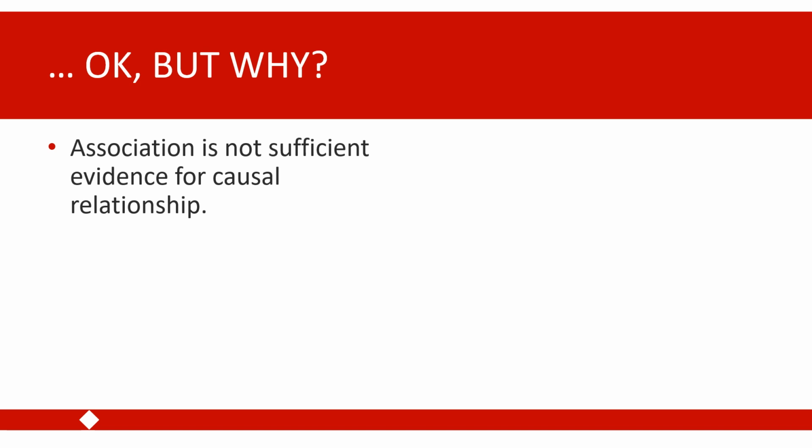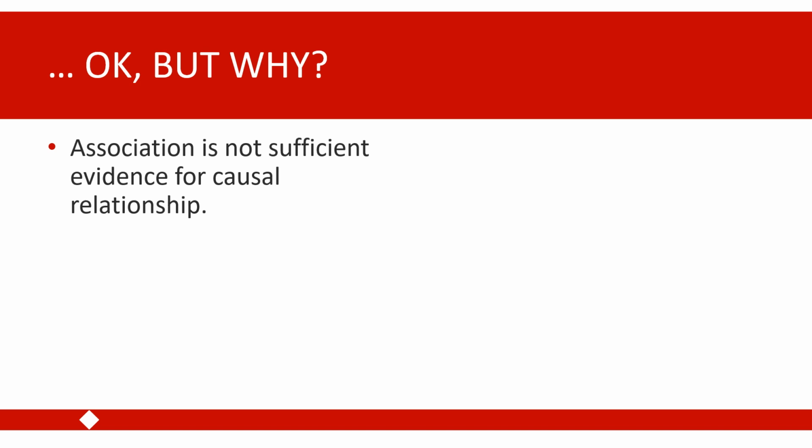So when we say that correlation does not imply causation, what we mean is that a correlation or an association between two variables is not sufficient evidence for a causal relationship. That just because two variables are correlated does not mean that one variable can be said to be causing the other. Now, why not?